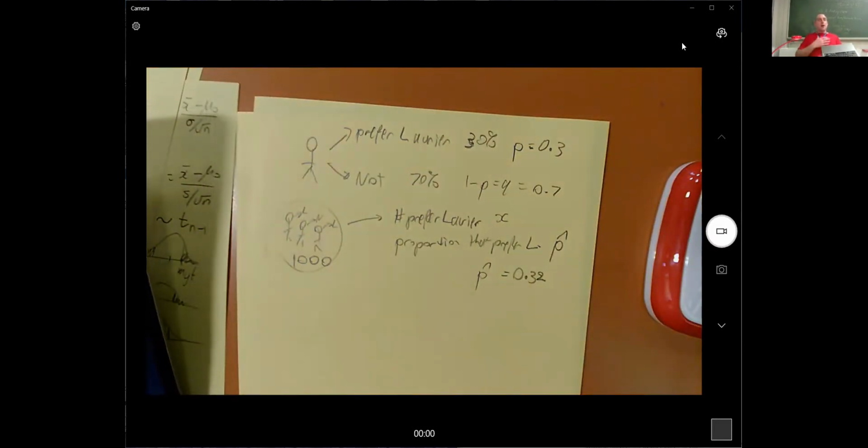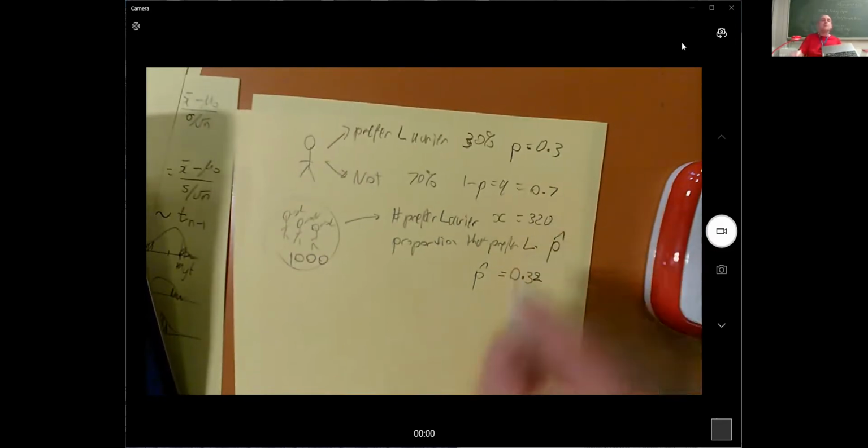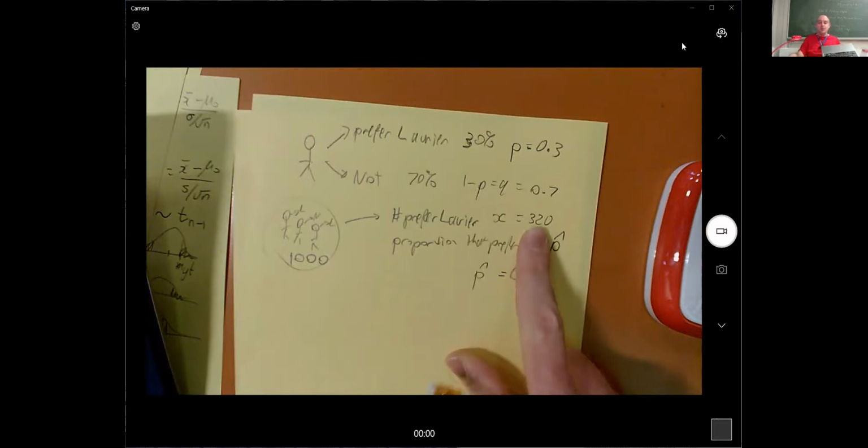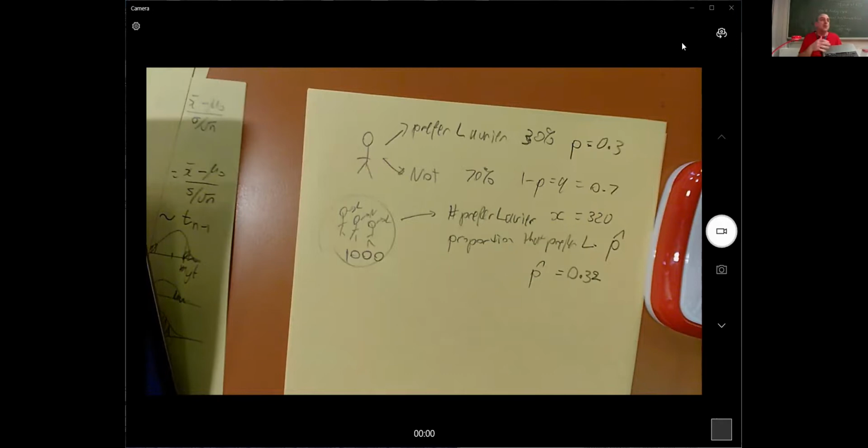Okay, I know. So this X would be 320, right? 320 people is 32% of the 1,000. It's not important to the question. I'm just pointing out that those people are there.